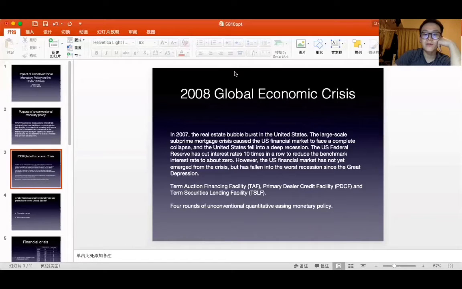The U.S. Federal Reserve cut interest rates 10 times in a row to reduce the benchmark interest rate to about zero. However, the U.S. financial market had not yet emerged from the crisis, but had fallen into the worst recession since the Great Depression.